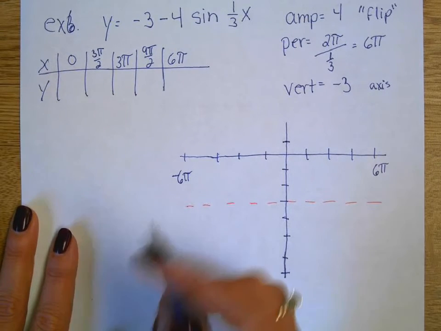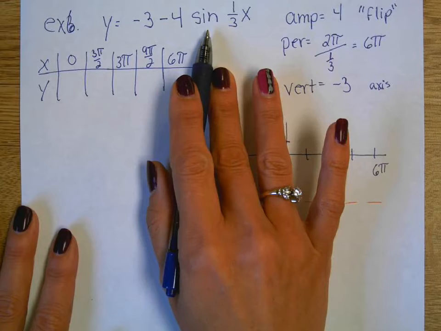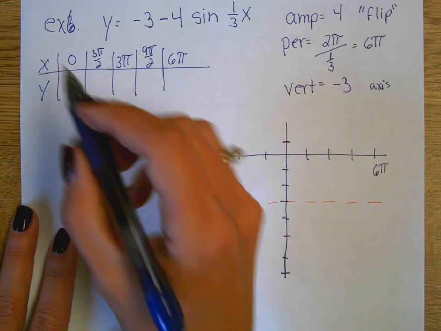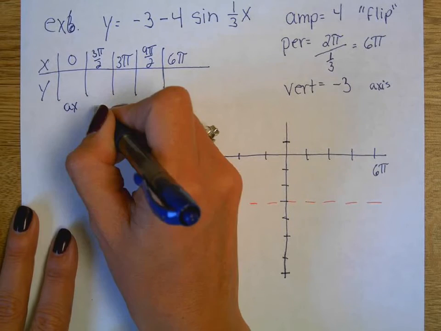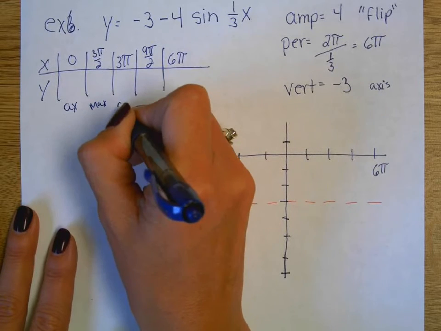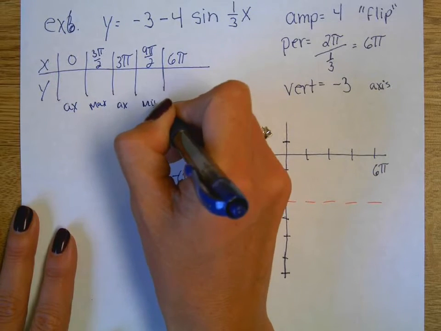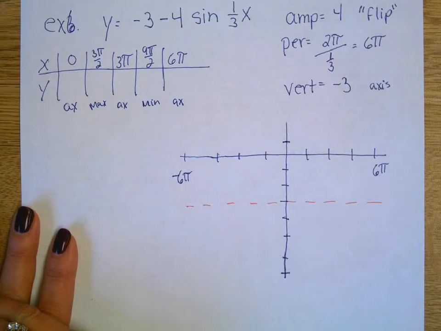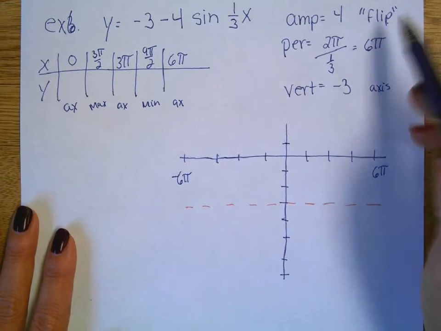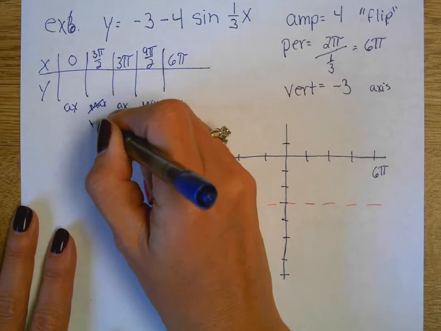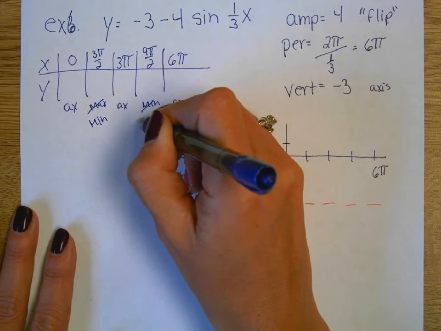Okay, sine's pattern, normal pattern, give it to me. X, max, X, min, X. Because we have a flip, what should I do? We now have to flip. Go ahead, min and max. Min, max.